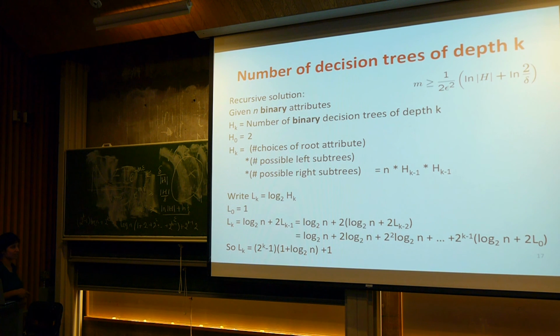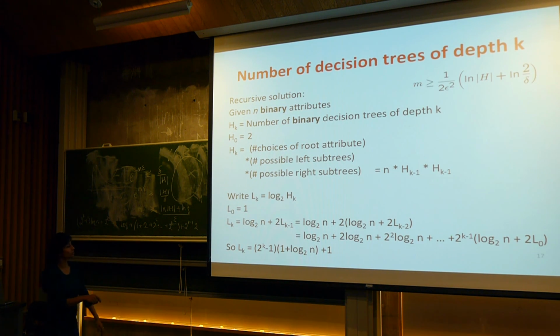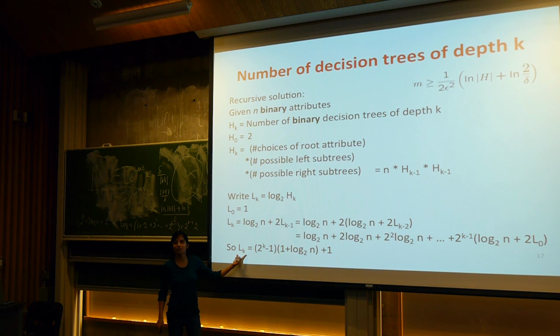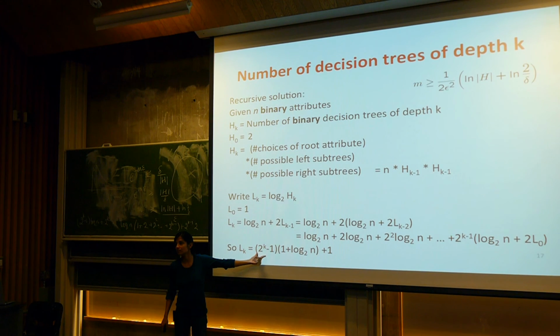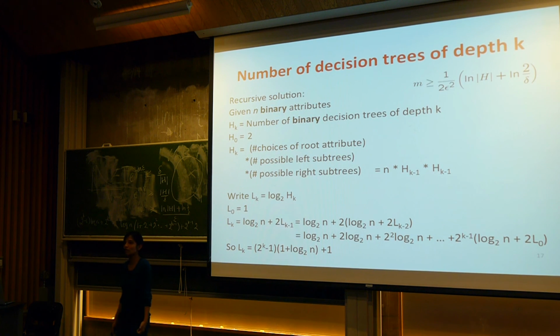And the reason we wanted to derive this complicated expression, which I'll rewrite here, is you can see that the log of the number of trees of depth k is like 2 to the k, right? So we want to see the dependence on the depth. So if I look at the number of trees of depth k, that's 2 to the 2 to the k, right? That's a huge number.